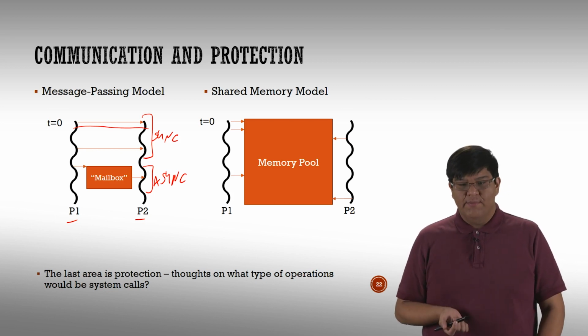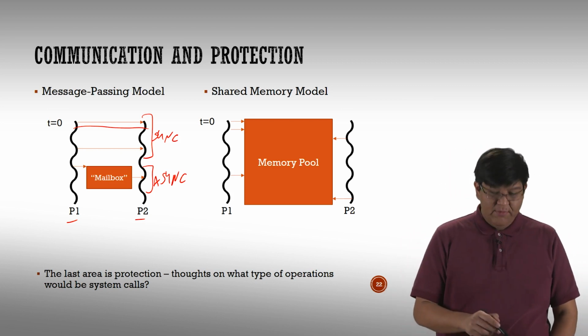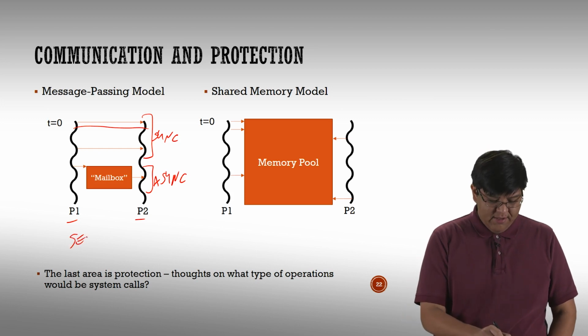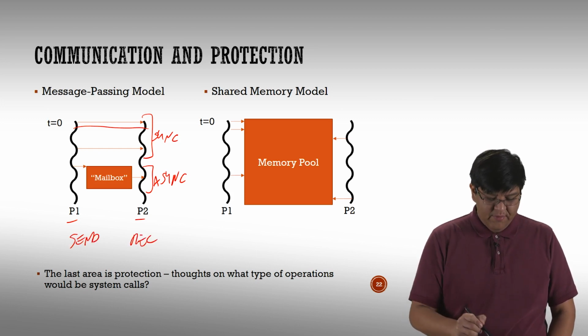All right, so that's our message passing model. And you can imagine we'll have system calls to implement this, basically a send and then a receive on the other end.